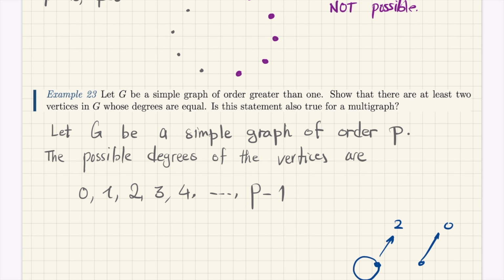Let everyone think about it. What I want you to think about is, is there any connection between this problem that I just expressed and the first part of this problem?